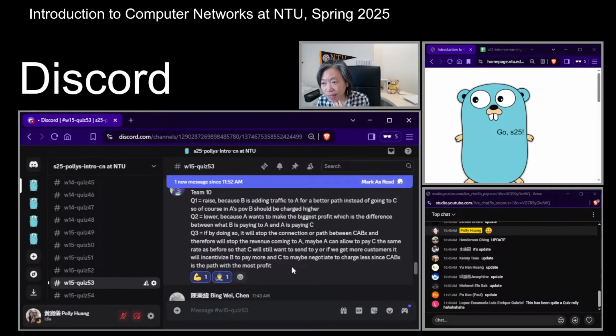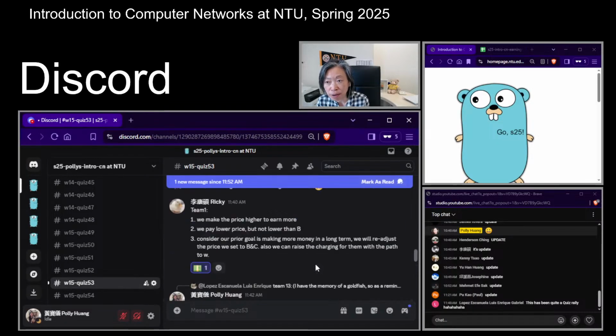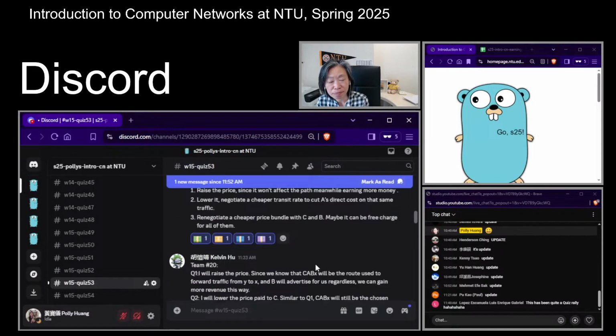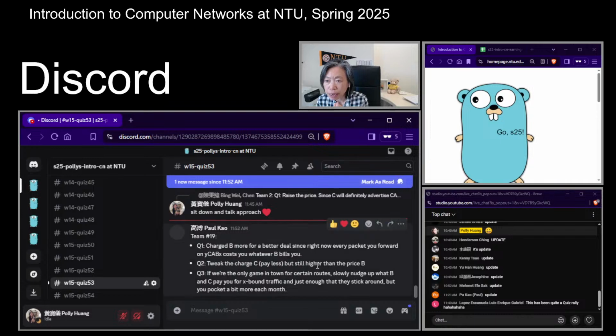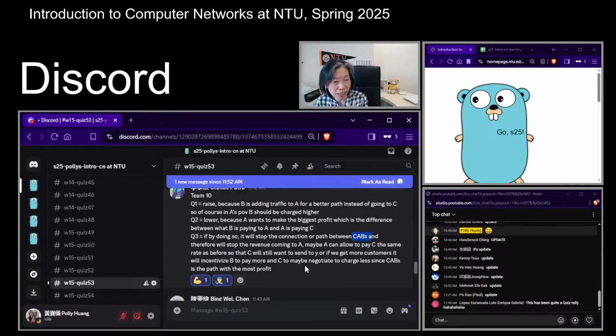So Team 10, yeah, Team 10 is also going, hey, maybe we should just not advertise CABX. So Team 10's solution is very similar to I think 15, right? Yeah, 15. So in a way, you hold something that's choking the communication. That's also something that you can bring up to the table to negotiate.